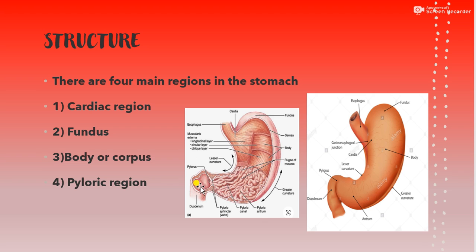Stomach has two curvatures. One on the right side is the lesser curvature, and the other on the left side is the greater curvature. All this is about the four regions of the stomach.